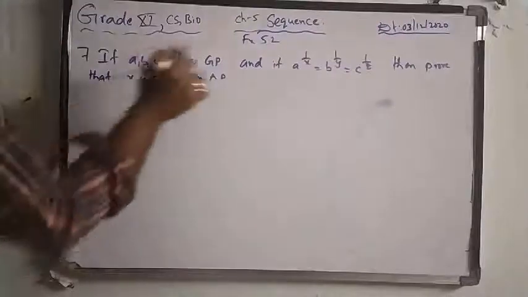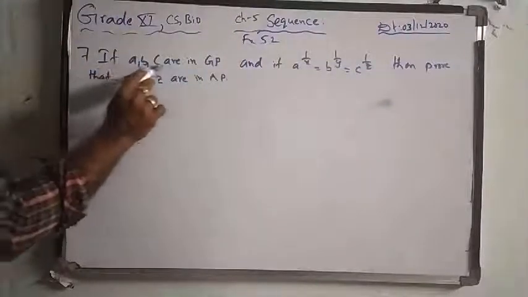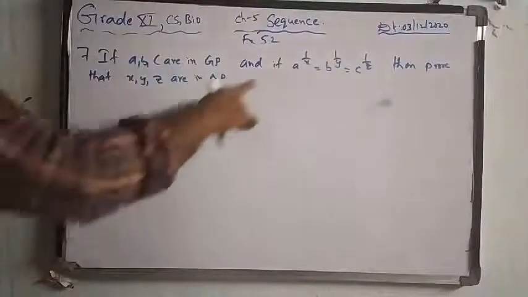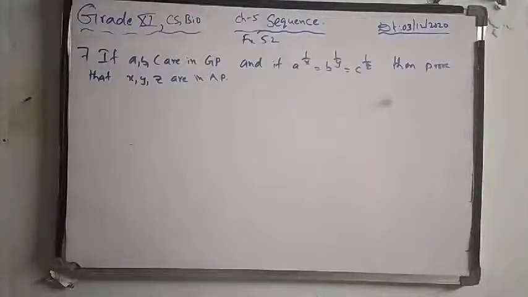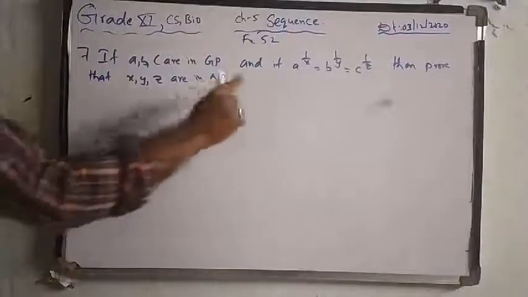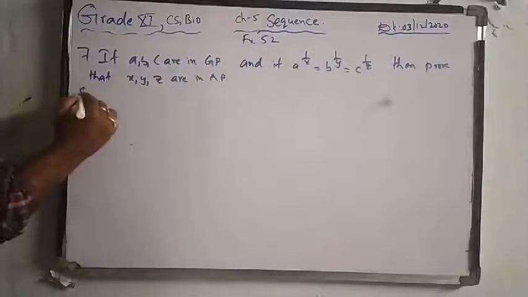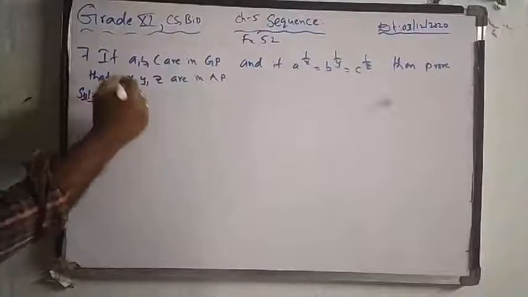Okay, next question, 5.2, seventh question. If a, b, c are in GP, and if a to the power of 1 by x is equal to b to the power of 1 by y is equal to c to the power of 1 by z, then we need to prove that x, y, z are in AP. So let us see the solution for this.